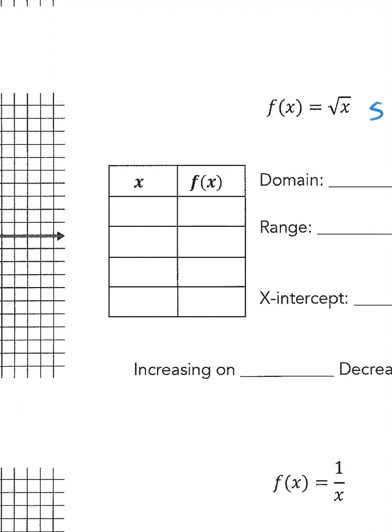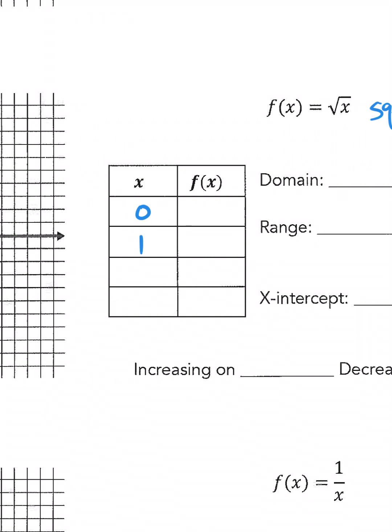Square root, yes. Now, here's my question. What kind of values can I pick for x for this guy? Well, numbers that you take a perfect square of, but what kind of numbers can I not pick for this guy? Negatives. I cannot put negatives underneath that radical, can I? So I need to start my x's at 0, maybe 1.